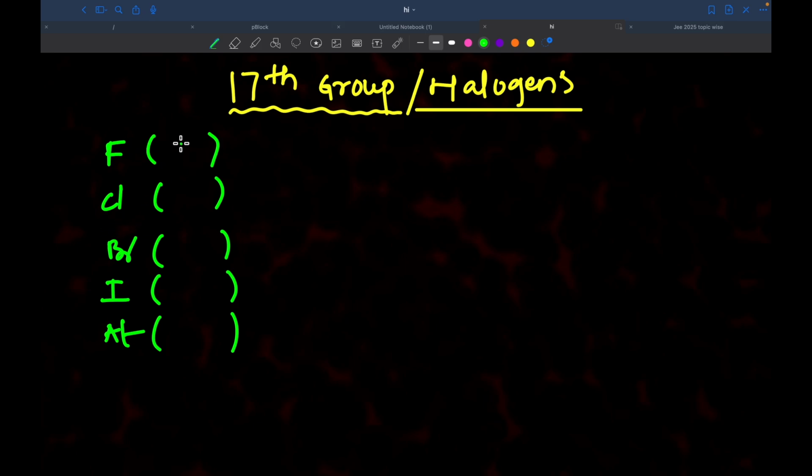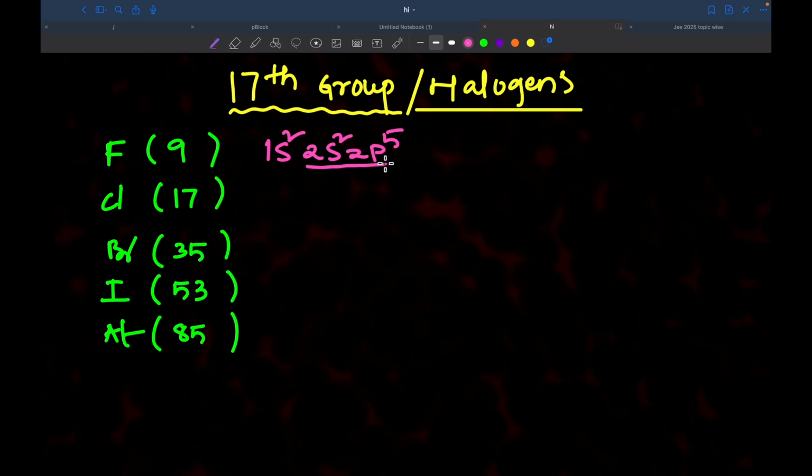So fluorine is 9, chlorine is 17, 17 plus 18 is 35, 35 plus 18 is 53, 53 plus 32 is 85. So these are the atomic numbers. Let us write the electronic configurations. Fluorine is 1s2, 2s2, 2p5. So they have 2 electrons in the s orbital and 5 in the p orbital, 7 electrons total in the valency shell. 2 plus 5 equals 7.